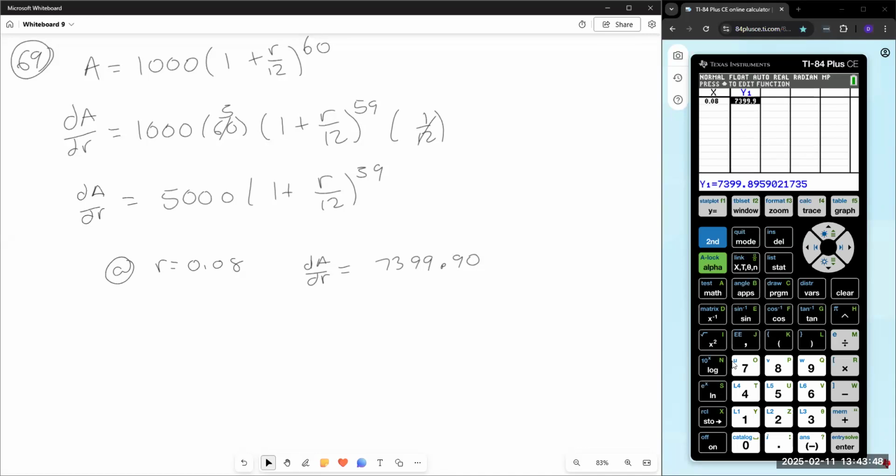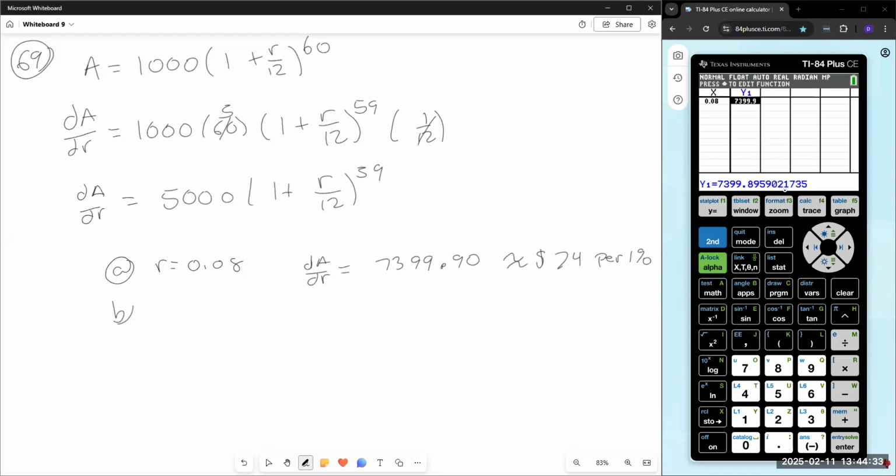Let me actually see if I can see what units they used. Number 69 here is per 1%. So if we are going to change this to per percent, we're going to divide by 100 and say that this is approximately $74 per 1%. That's how the book answers the problem. Okay.